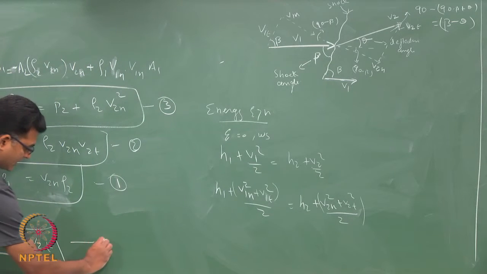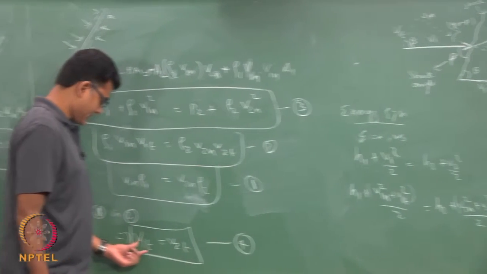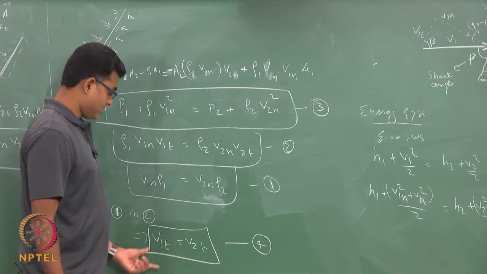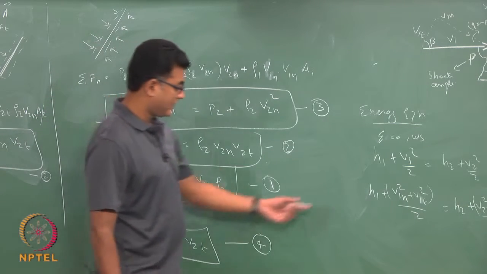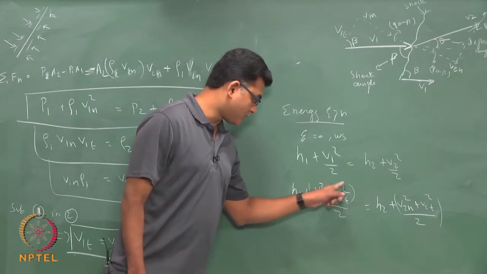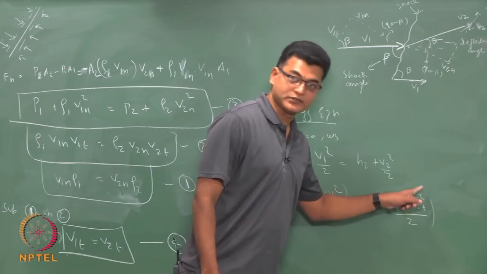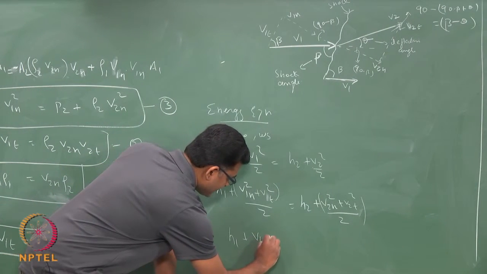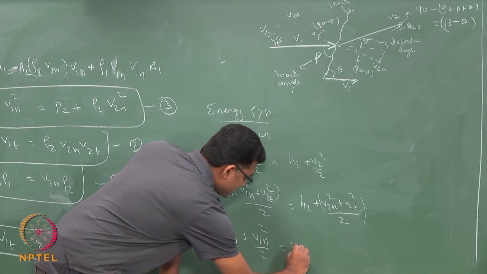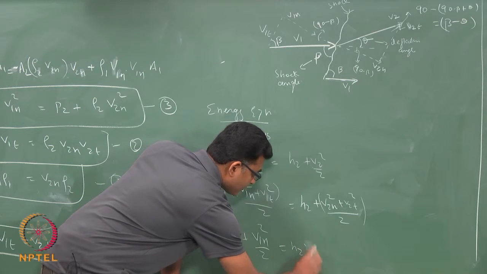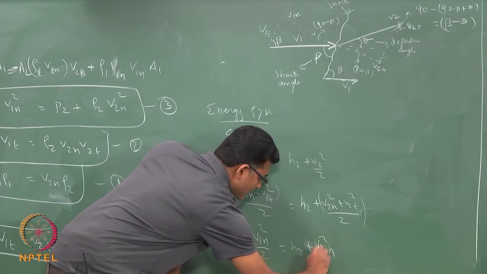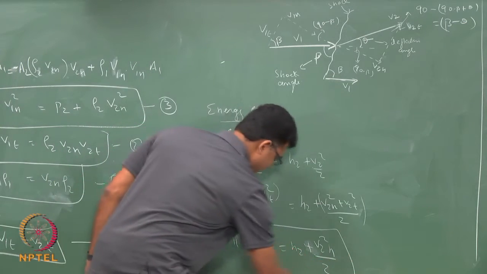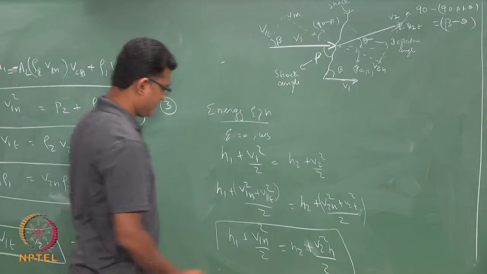So, this is my equation 4, V1T equals V2T. Now if I substitute equation 4 here, my V1T square is the same as my V2T square, so I can cancel that out. So, I would end up with this equation, which is my equation 5.